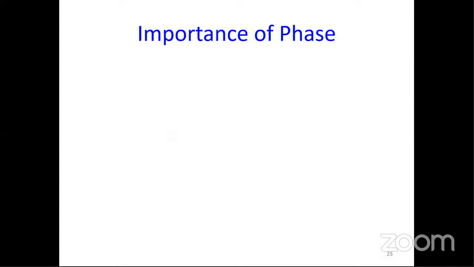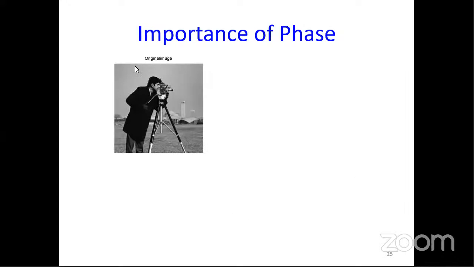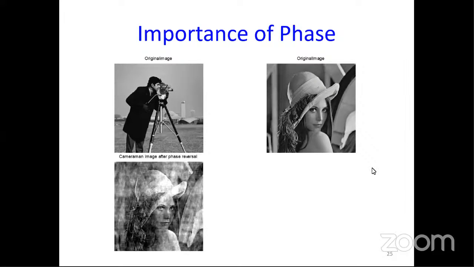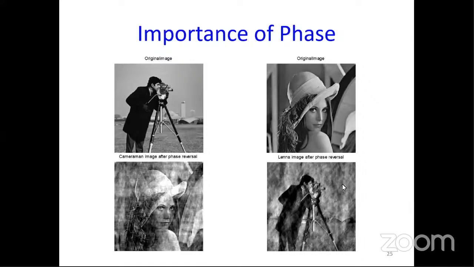So now you can see that there are two images, A and B. This image A is basically a cameraman image. This B is basically a Lena image. So if you do phase interchange, you can see drastically that the cameraman image turns out to be a Lena image, and the Lena image turns out to be a cameraman image. That is the importance of phase.